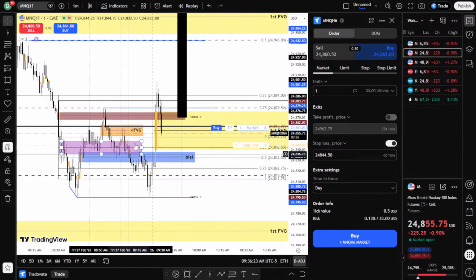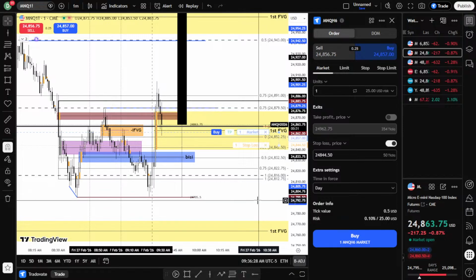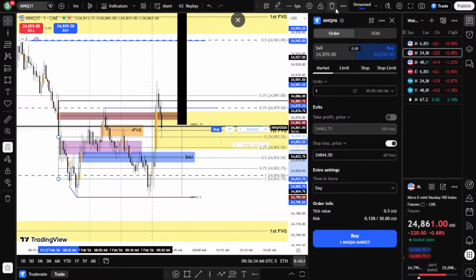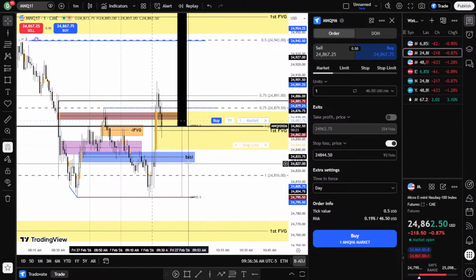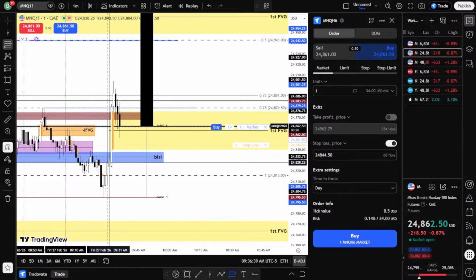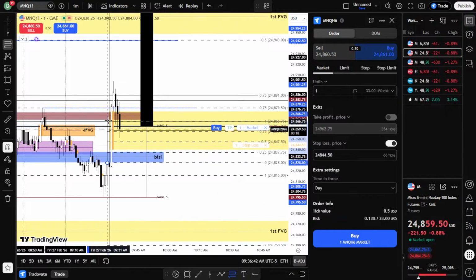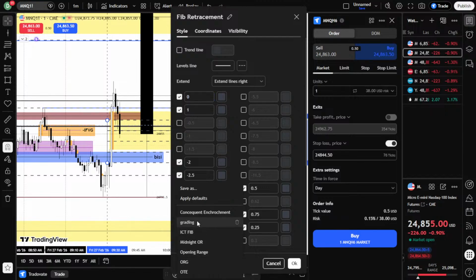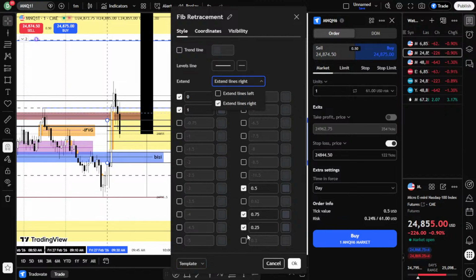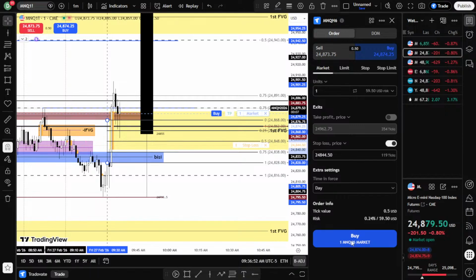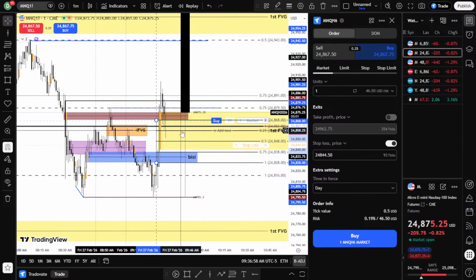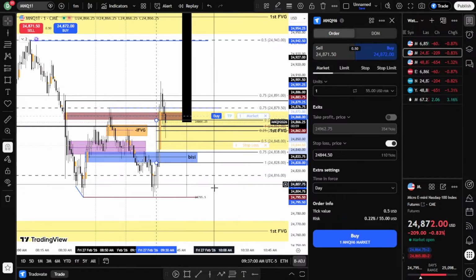Okay, it's really important how this inefficiency reacts. I am removing this wick I utilized earlier, and now I'm going to grade this wick right here. Okay, I will simply grade that. I will extend it right, trying to stay inside the upper half of this inefficiency.